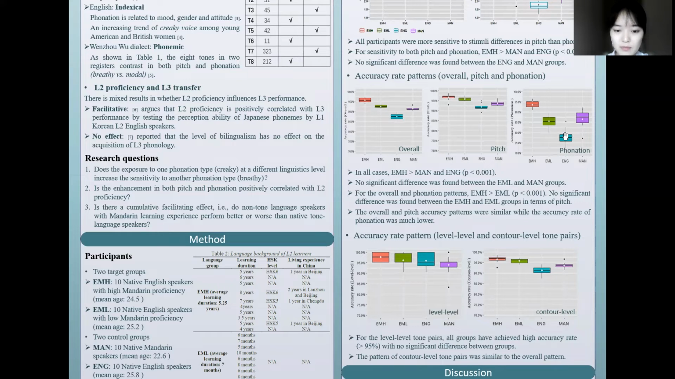The EMH group performed significantly better than the EML group, but no significant difference was found between the two groups in the middle panel, which is the pitch pattern. The overall and pitch accuracy rates were similar, while the accuracy rate of phonation was much lower.